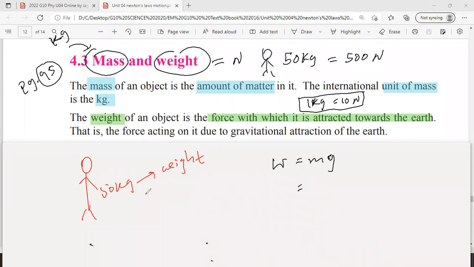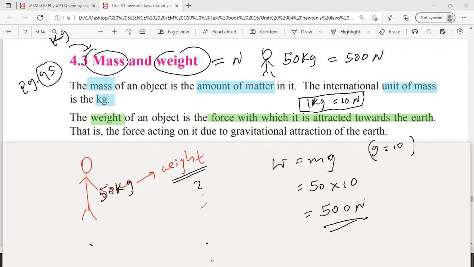So now what is your 50 kilos? Now I want to convert this into Newton. How? You put here 50 and g is 10. It's given in the exam. Gravitational acceleration of the earth is constant. So you multiply this by 10. So what is your weight now? 500 Newton. Weight will be 500 Newton. Or else you can multiply kilogram by 10 to convert into Newton.